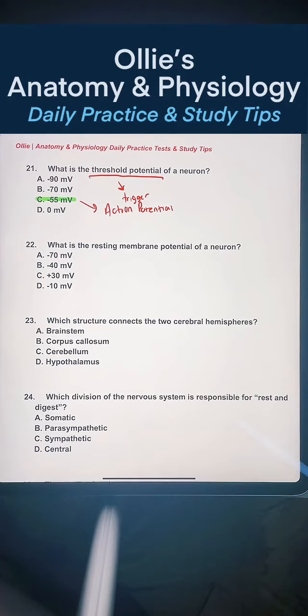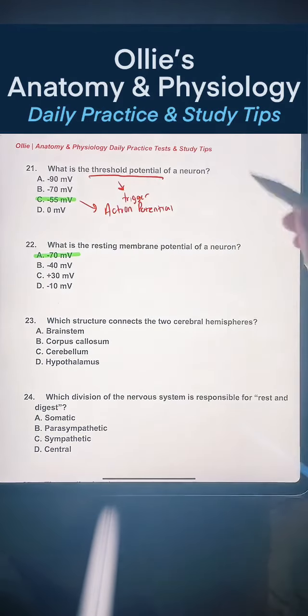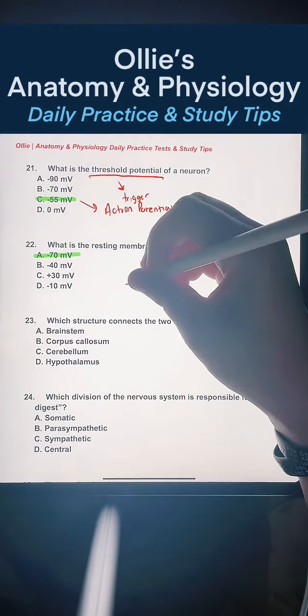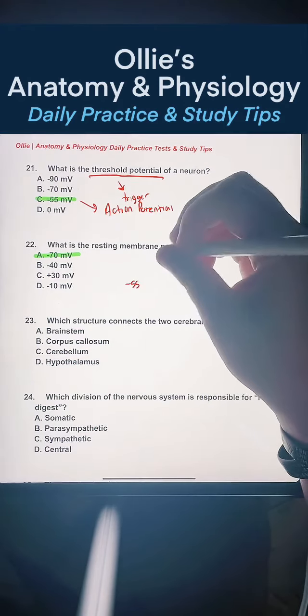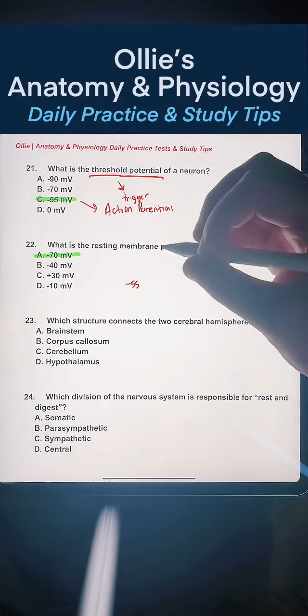But number 22, the resting membrane potential is negative 70 millivolts. The threshold is negative 55. So basically when we hit negative 55, this triggers the action potential. Basically sodium is going to rush in.